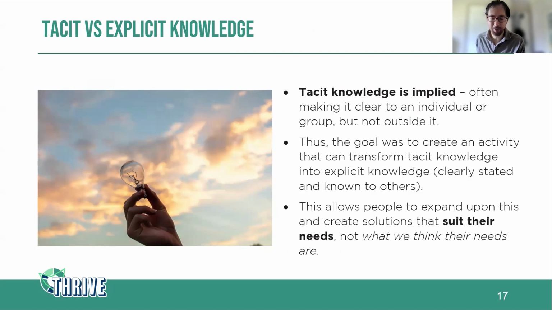One of the biggest issues around social norms is that they're often obvious. You know what's right and you know what's wrong. But what if you find someone who doesn't know how to use a knife and fork or accidentally pushes you while you're in a queue? These social norms are often clear to yourself, but not to others. This is tacit knowledge, and it's often implied. Thus, the goal is a great activity that can transform this tacit knowledge into explicit knowledge. It's clearly stated and known to others.